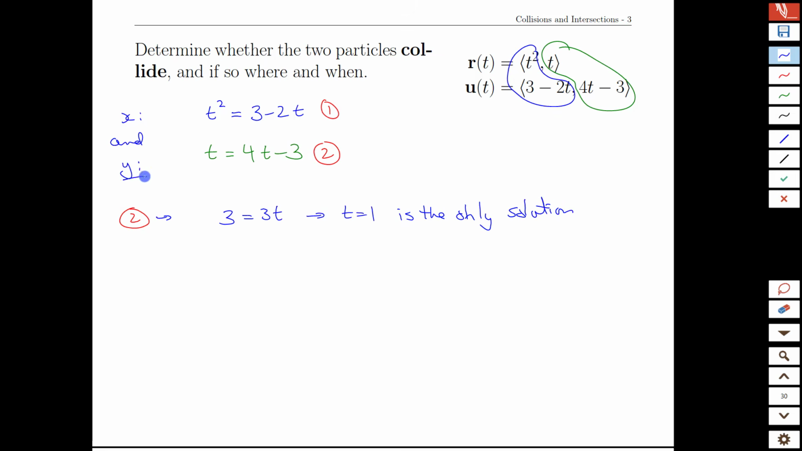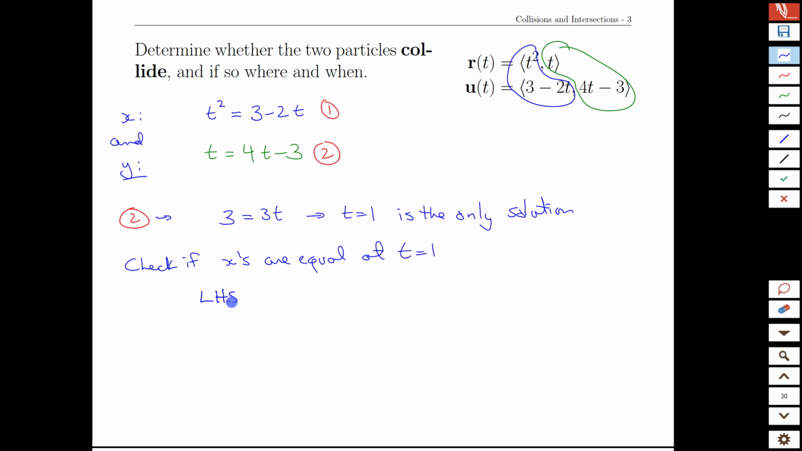So the y coordinates are going to equal each other only at t equals 1. Now the second follow-up is whether that time also gives us the same x coordinate. Maybe we are at the same time in the same y, but different x's. Let's see that. So we're going to check if the x's are equal at t equals 1. So we're not subbing in, we're just checking to see whether that's true.